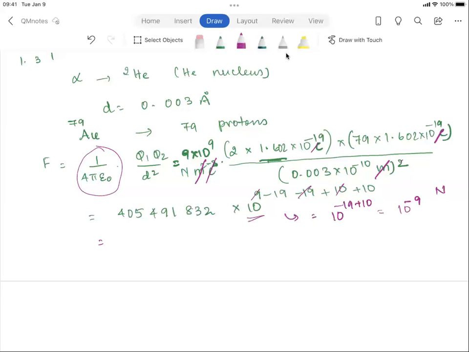So if I were to apply the 10 to the negative 9, I would have something like 4.05 times 10 to the power 8 times 10 to the power negative 9 newtons. So this would be 0.405 newtons. So that would be the answer.